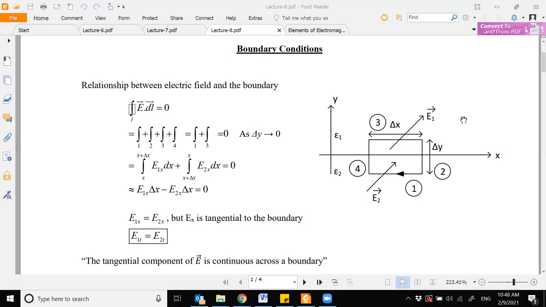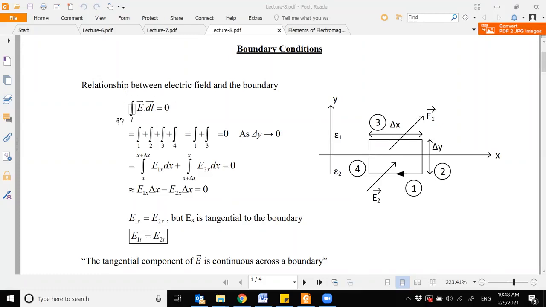So this is our medium 1, this is our medium 2. Now this is my electric field E2, this is my electric field E1. Now what I'm doing is trying to make a small closed loop near the boundary, so that half of the loop is in medium 1 and half of the loop is in medium 2. I'm deciding the length of the loop as delta x and the height of the loop as delta y. And now I know that the closed line integral of an electric field must be equal to 0.